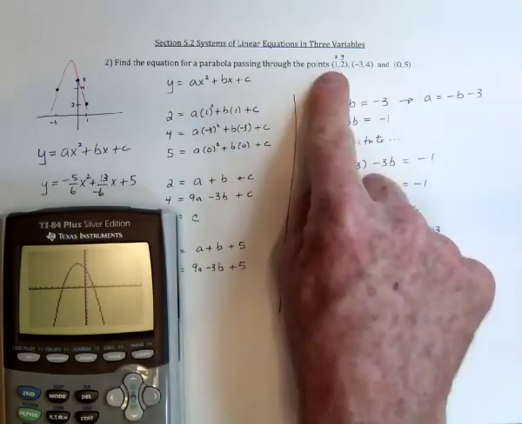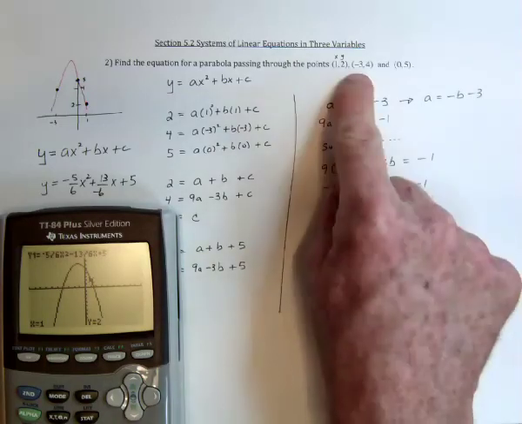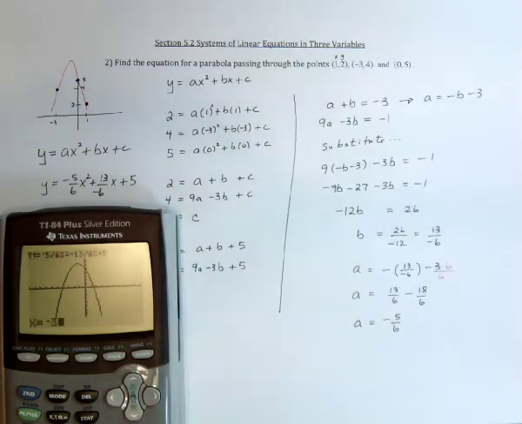So substitute 1, and the y value should be 2. So trace, put in 1. (1, 2) is correct. Next, test the -3 and 4. So type in -3 and enter. Yes, that works, (-3, 4). And finally, (0, 5) works. And so we've got it. There is the parabola.